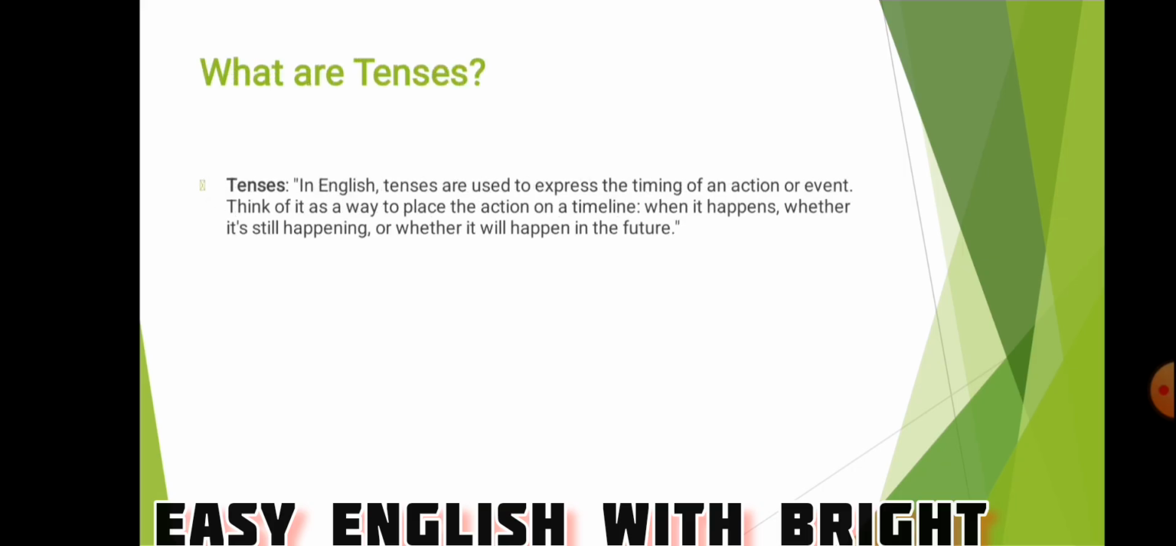Let's know what tenses are. The first thing you have to know is the meaning of tenses. In English, tenses are used to express the timing of an action or event. Think of it as a way to place the action on a timeline. When it happens, whether it is still happening, or whether it will happen in the future.